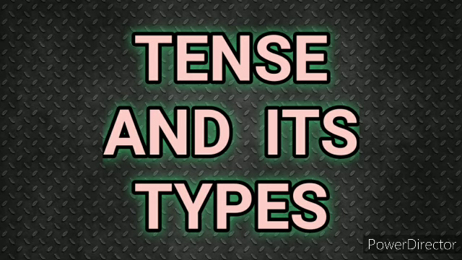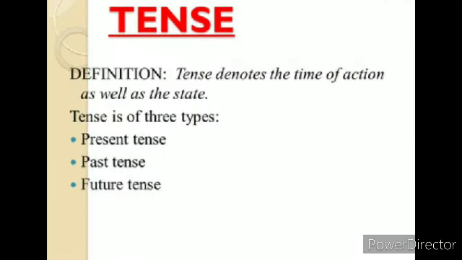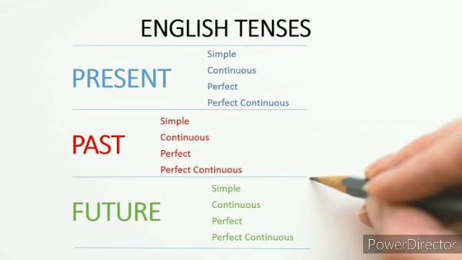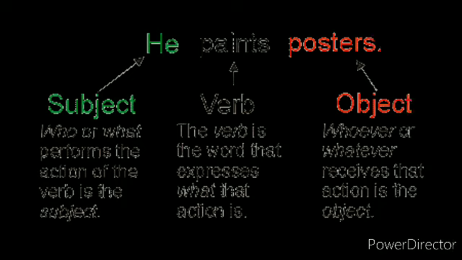Now let's talk about its types. Tense is of three types: present tense, past tense, and future tense. Let me tell you, children, that each tense is further divided into four major kinds: simple, continuous or progressive, perfect, and perfect continuous. You all need to keep this in mind.